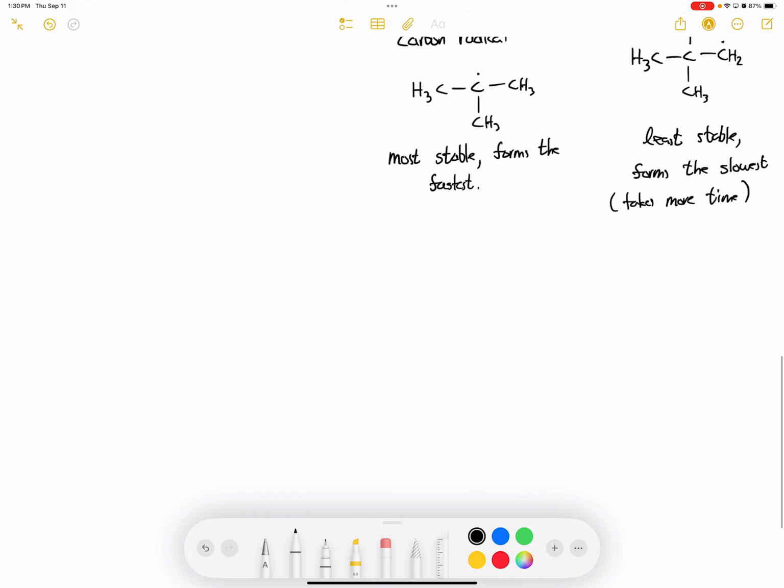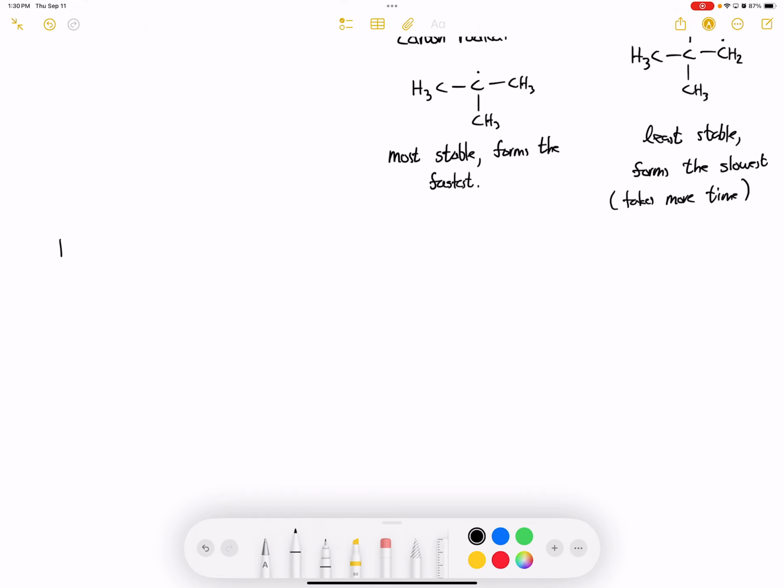Okay. So let's go over here. Relative reactivity of a H in monobromination.